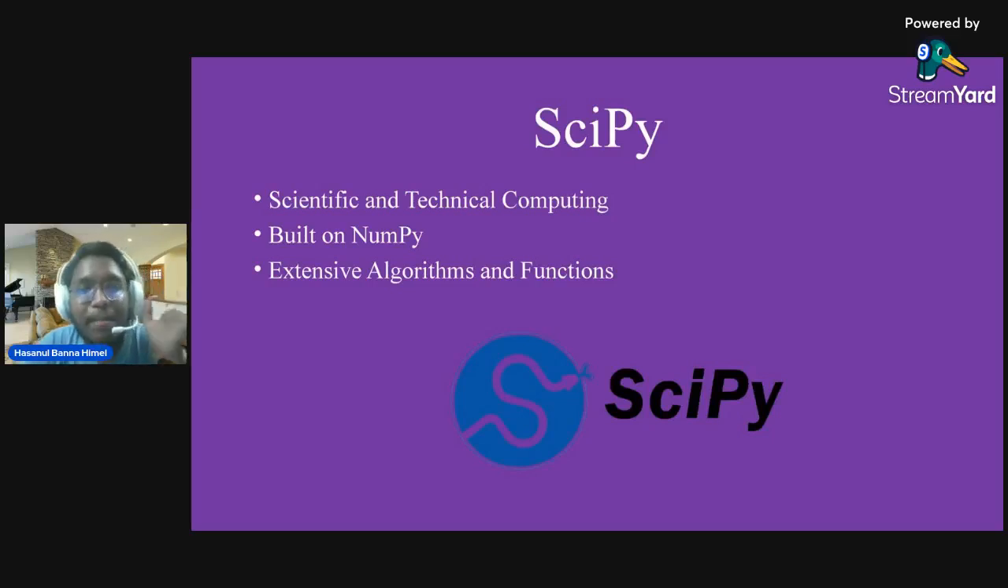And it is built on NumPy. So we can say that if we learn NumPy, it will be easier for us, as it is the foundation of SciPy, SymPy, Pandas, and all of these. And it has extensive algorithms and functions. So SciPy includes numerous algorithms and functions for advanced computation, which helps us solve as many problems as we can with the help of SciPy.